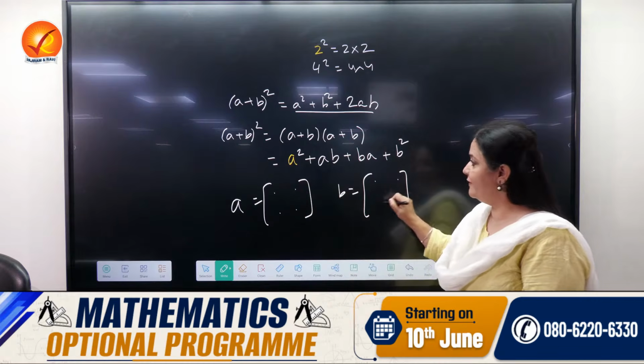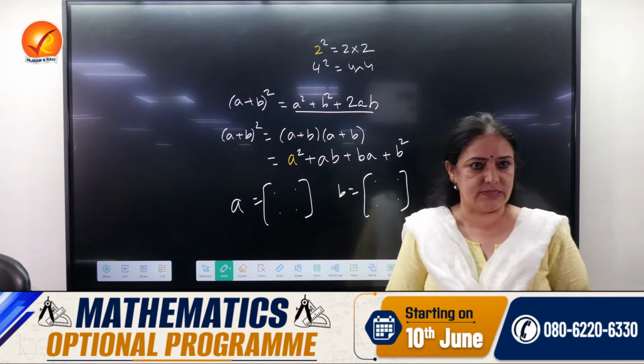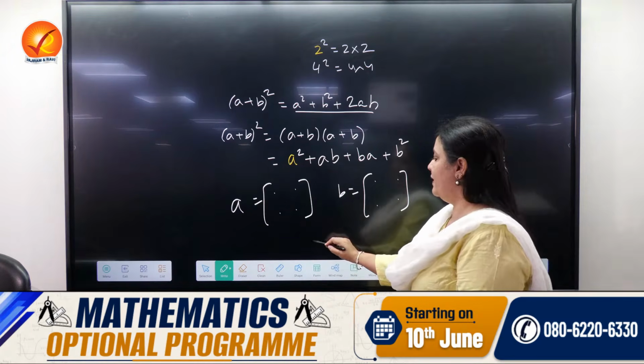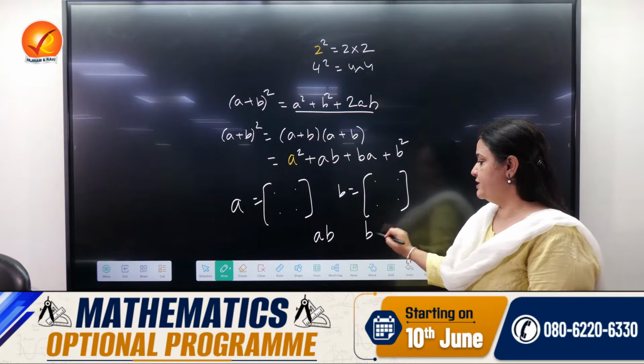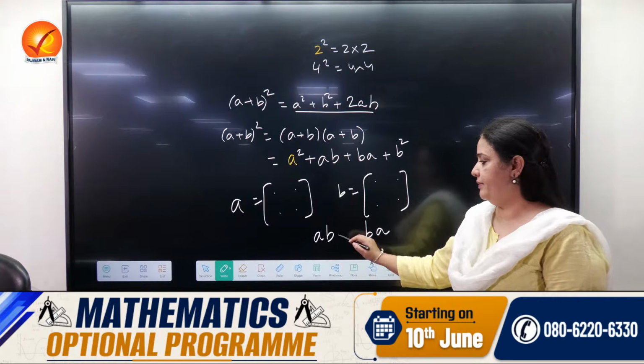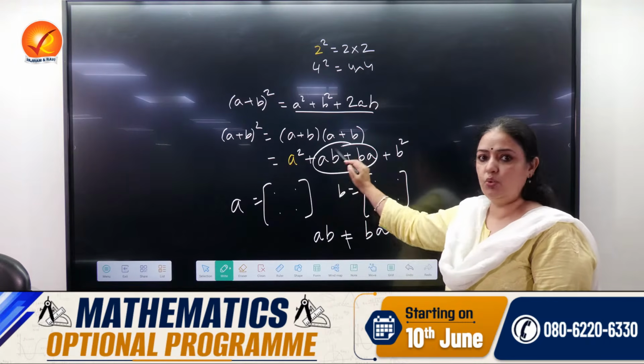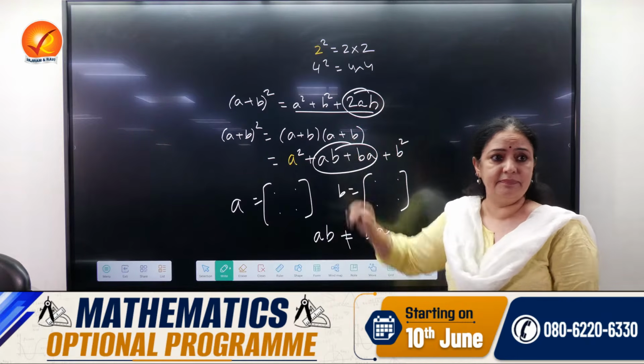You know what I'm writing here? A and B are two matrices. Okay. So if I multiply one matrix with another, A with B, does it always give me the answer as B into A? So AB and BA you combine together to give me a 2AB.